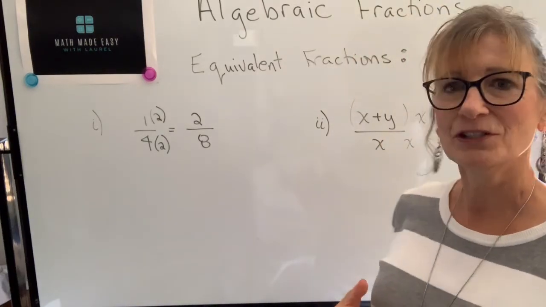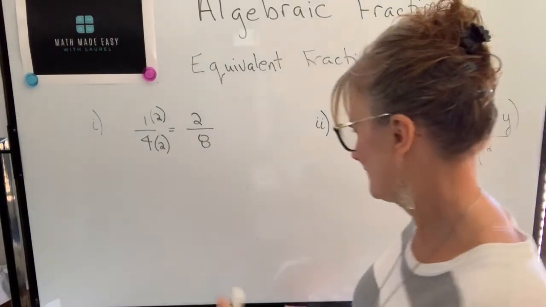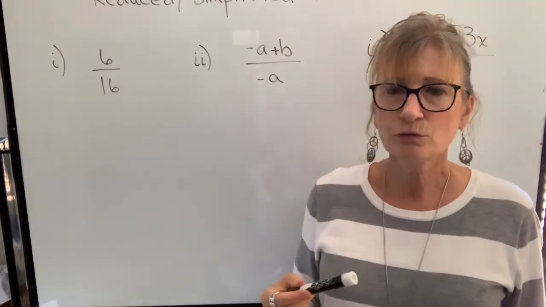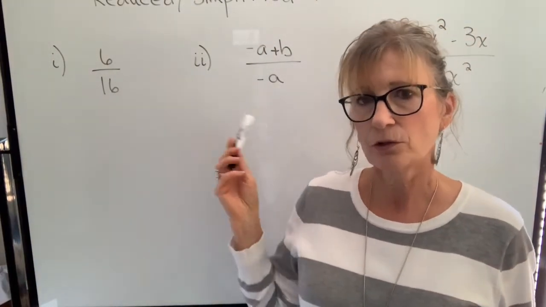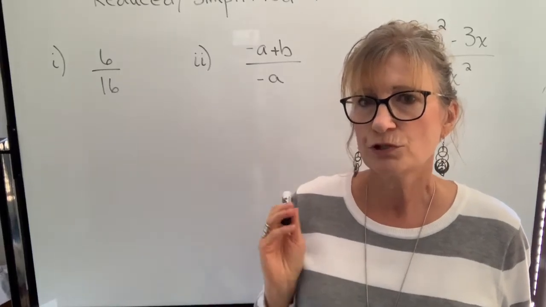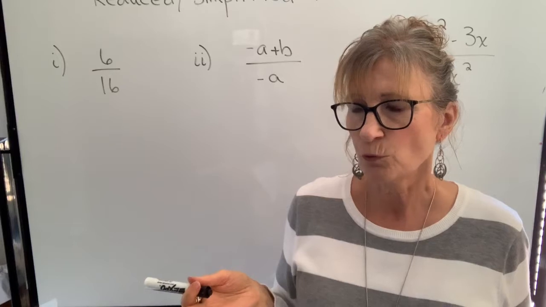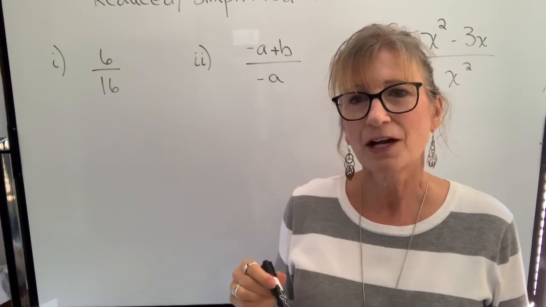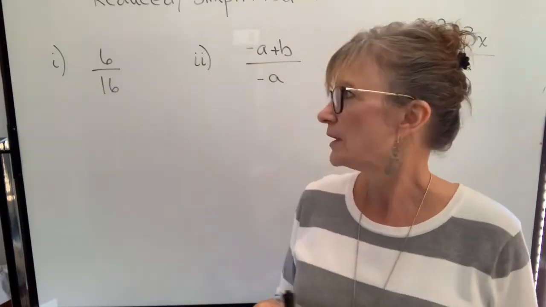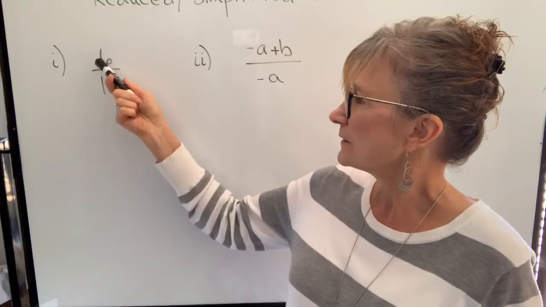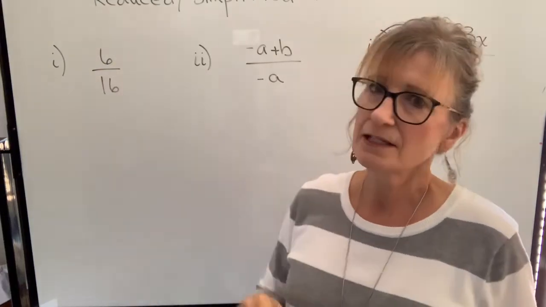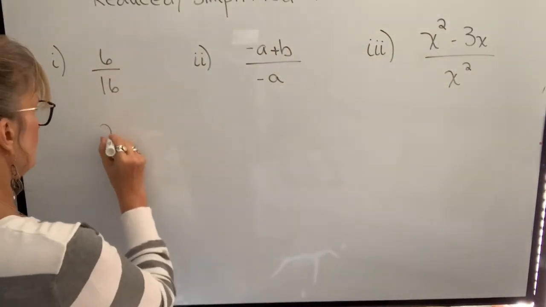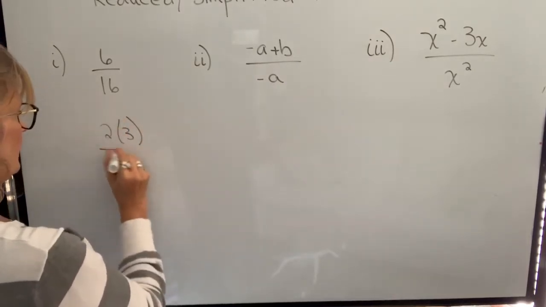So let's take a look at reducing fractions or simplifying fractions. So when you're working with numerical fractions, sort of the general rule when working with either numerical or algebraic fractions is always to reduce to the lowest form. And that requires canceling out or dividing by common factors to the numerator and the denominator. So in this case, 6 and 16 have a common factor of 2. So I could write it as 2 times 3 divided by 2 times 8.